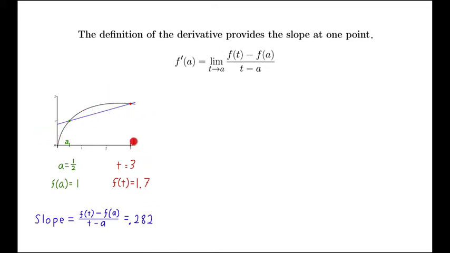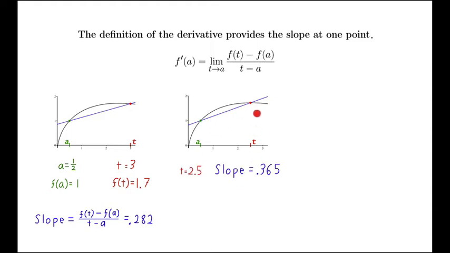It's not the slope that I want because t is way too far away from a. So I need to move t closer. In this picture, I've moved t a little bit closer. I've moved it to 2.5. And I've again drawn this line through the green and the red dots. And when t is equal to 2.5, I can compute the slope just like I did over here, and the answer turns out to be 0.365. Well, that's a little bit better, but it's way too far away still. So I want to continue this process of moving t closer and closer to a and see what happens.